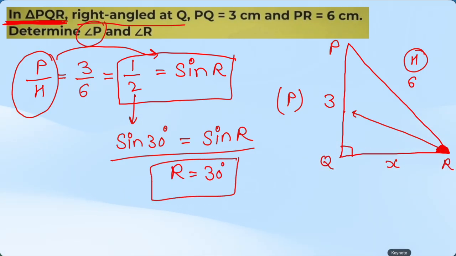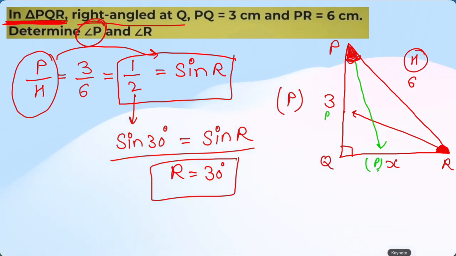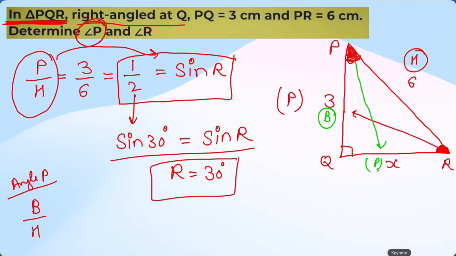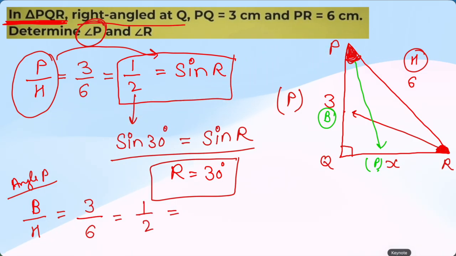They're asking us to find angle P as well. So for P, if I'm taking angle P, this is the perpendicular, and this is the opposite, so perpendicular, and this will be the base, right? So what I have to do? We have base by hypotenuse, right? So base by hypotenuse for angle P, base is how much? 3, and hypotenuse is 6. So again 1 by 2, and base by hypotenuse gives me cos theta.